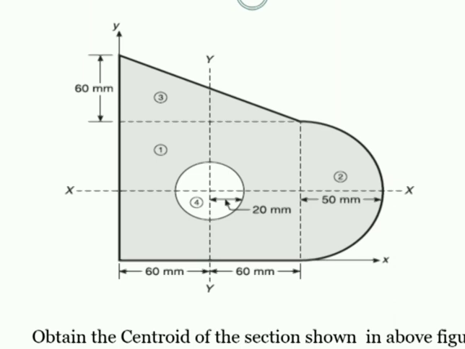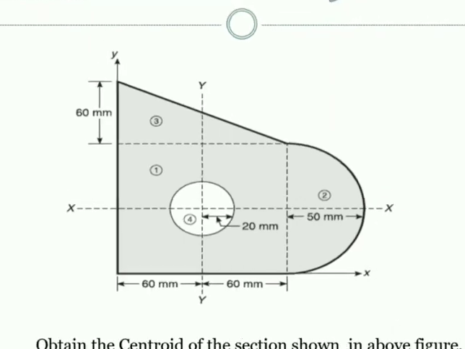Third element is a triangle at the top which has a height of 60 and a base width of 60 plus 60, that is 120. Then we have a circular portion which is our cutout, so area has to be taken as minus. Radius of this section is 20 mm. Hopefully the figure is clear. We have divided the figure into 4 parts. The fourth one is a cutout section, hence the area for that fourth section, which is a circle, has to be taken negative. So now we'll go ahead a bit faster in this example.